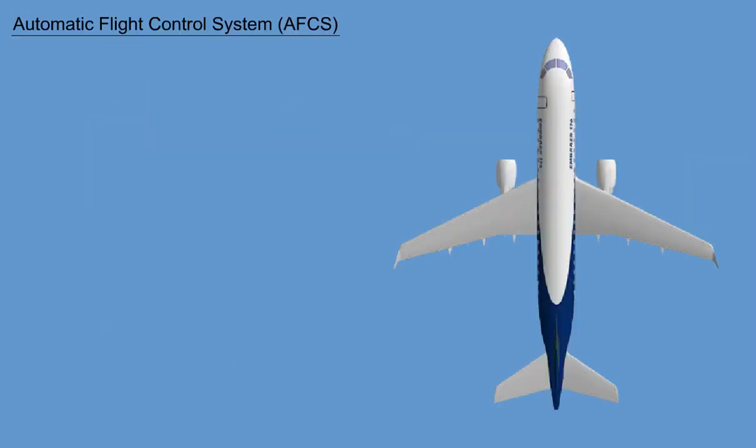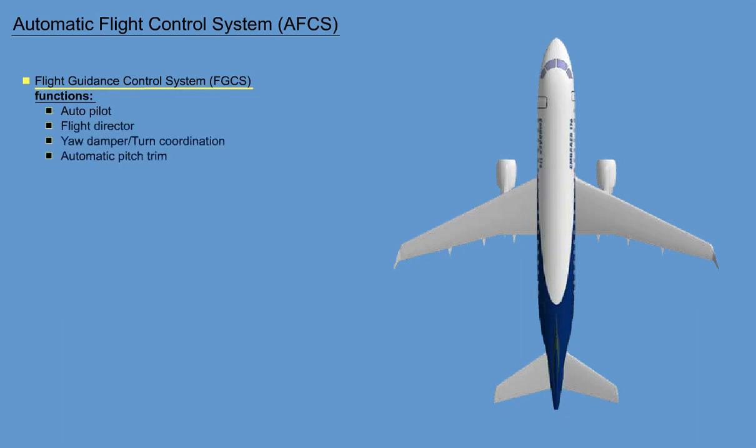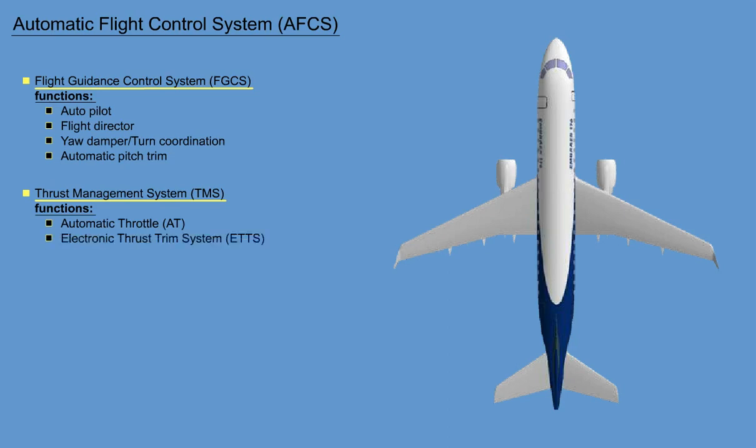The Automatic Flight Control System, AFCS, includes the Flight Guidance Control System, FGCS, and Thrust Management System, TMS. The Flight Guidance Control System functions are Autopilot, Flight Director, Yaw Damper Turn Coordination, and Automatic Pitch Trim. The Thrust Management System functions are Automatic Throttle, AT, Electronic Thrust Trim System, ETTS, Thrust Rating Selection, TRS.